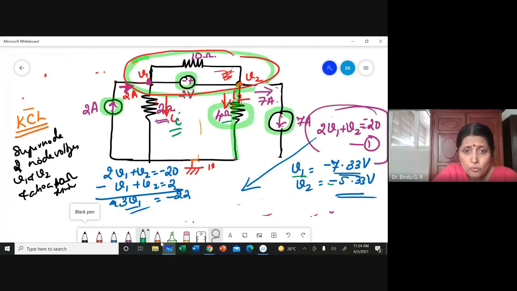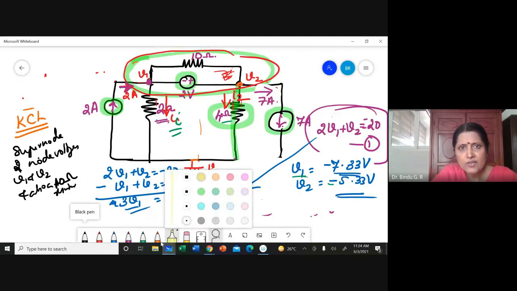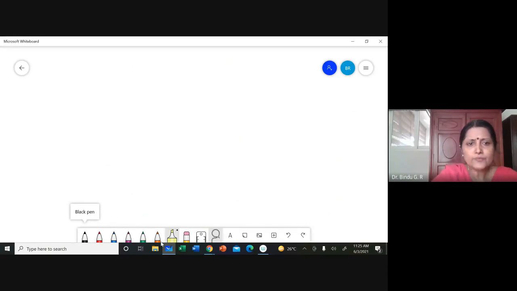Now, a very important thing to note is that this 10 ohm resistor doesn't make any difference at all, because of the presence of the supernode. The 10 ohm resistor doesn't have any say in the whole circuit. That is a very important point that you have to remember. So what did I discuss now? Today, the discussion was regarding supernode.